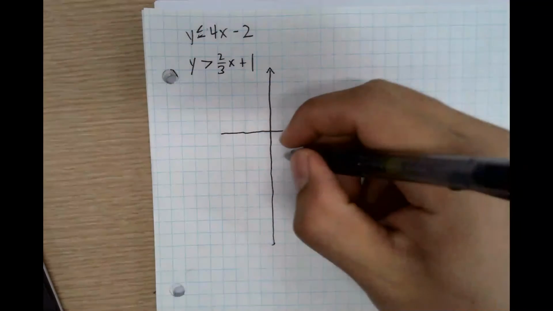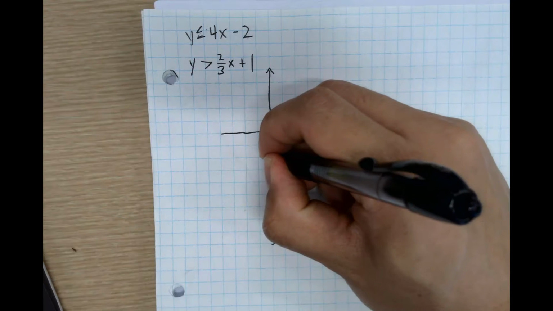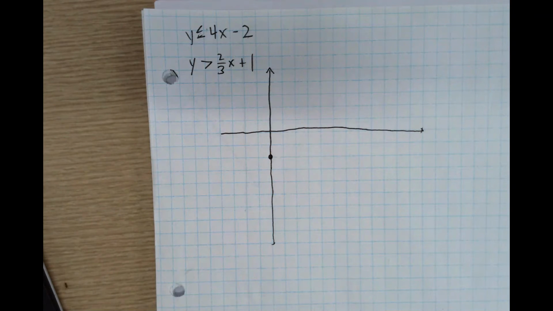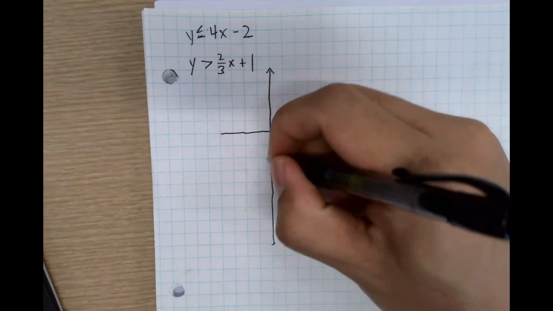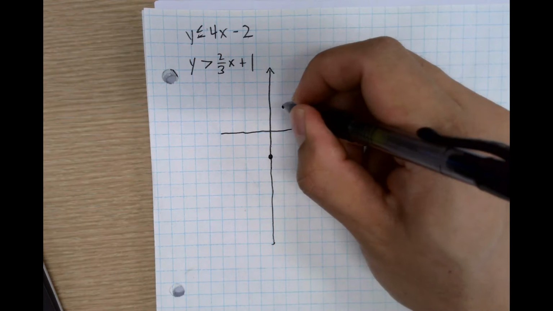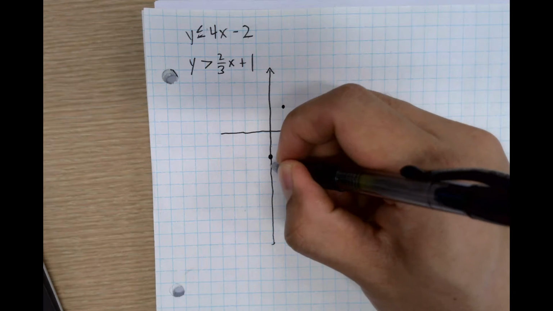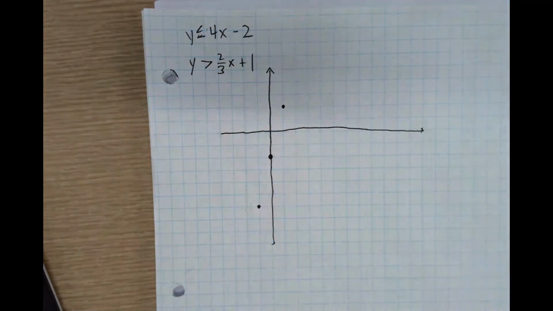So I would first graph the y-intercept, which is -2. So at -2, I'd graph the y-intercept. Then, because of my slope, which is 4x, I would go 4 up, 1, 2, 3, 4, 1 to the right. And if I wanted to go backwards or retrace my steps, I would go 4 down, 1, 2, 3, 4, and 1 to the left. And I can go ahead and connect them.